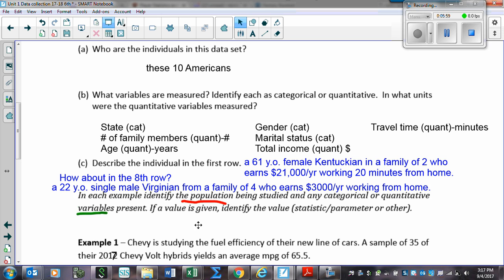All right. So what's being studied? So they're looking at 35 of these cars, and what are they looking at? What are they measuring? They're measuring their fuel efficiency, and they're expressing that in terms of miles per gallon. And so 65.5 miles per gallon.